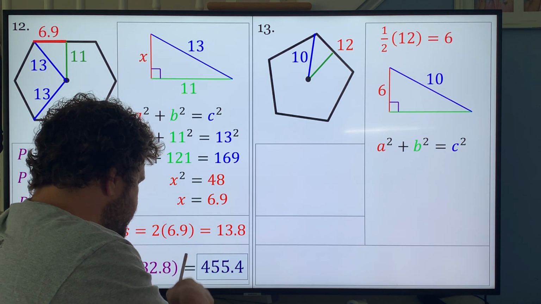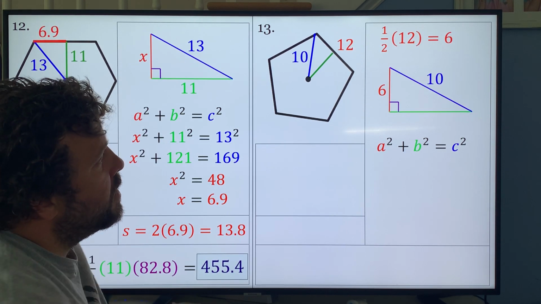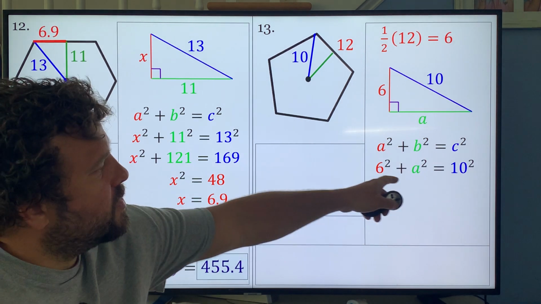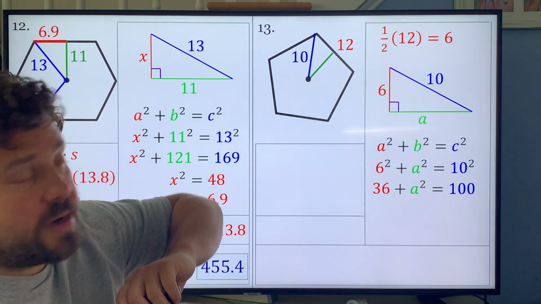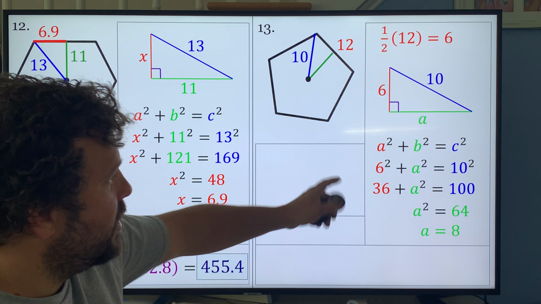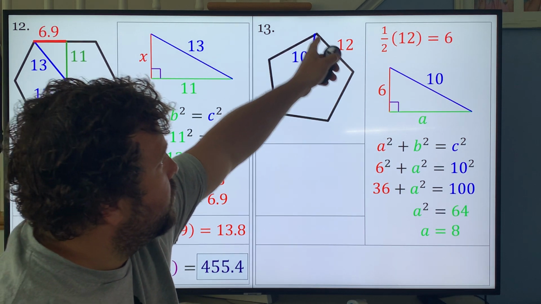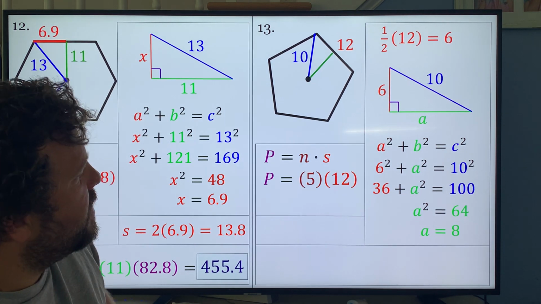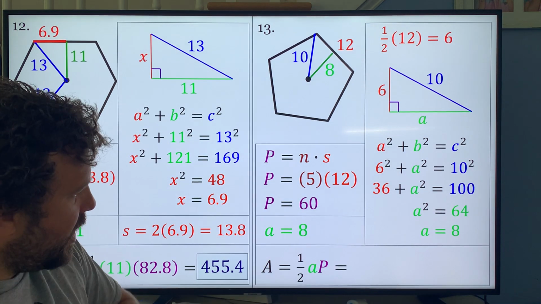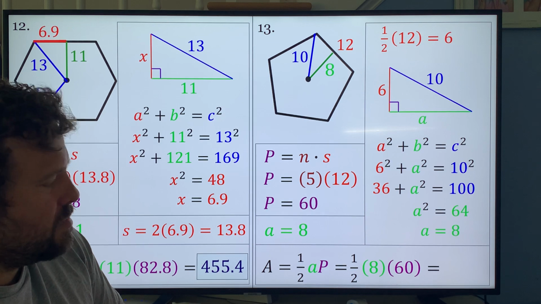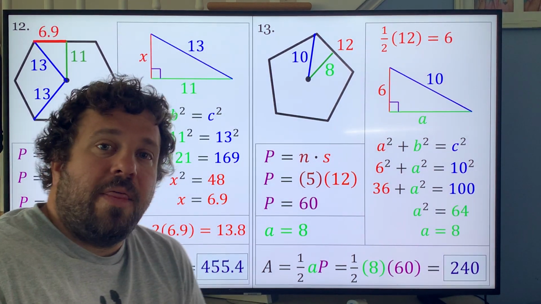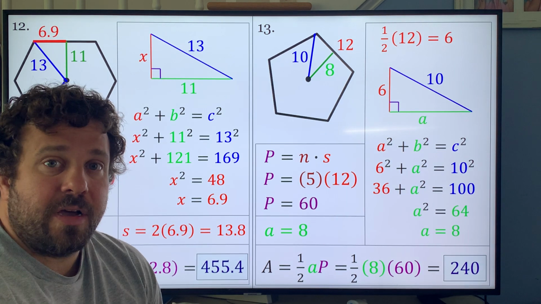All right. And we're looking for A, our apothem. A squared plus 6 squared is 10 squared. 36 subtracted from 100, once again, is 64. Square root of 64 is 8. All right? Perimeter, 12 times 5 is 60. Apothem is 8. Half of 8 times 60, 240. Yes. All right, so that concludes area of polygon.